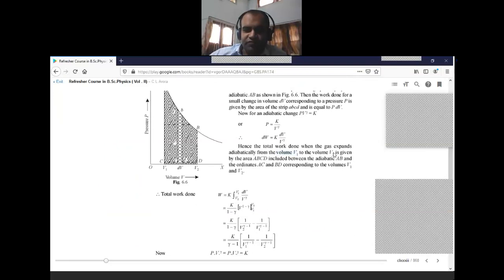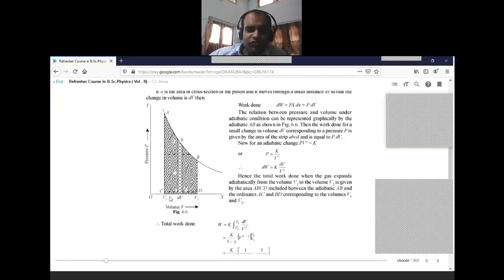Hence, the total work done for the gas when the gas expands adiabatically from volume V1 to volume V2 is given by: when the volume increases from V1 to V2, the total work done in this case is given by capital A, capital B, capital D, capital C. It is written here A, B, C, D, but it should actually be A, B, D, C.